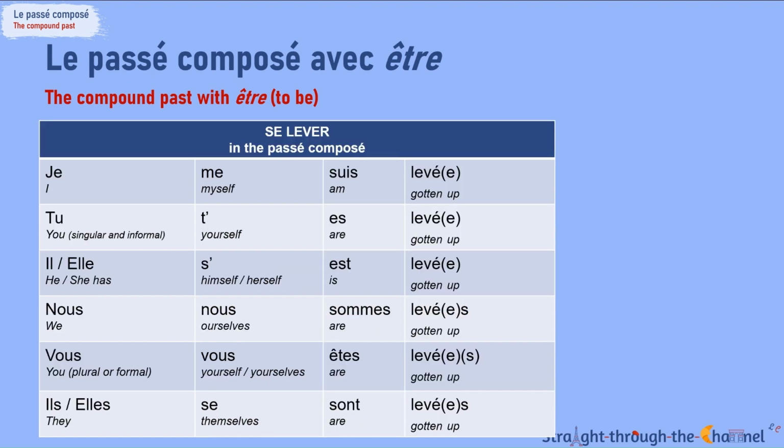So, if we wanted to use the pronominal verb se lever, to get up, in the passé composé, we will have our person, followed by our little pronoun, then the verb être in the present tense, and finally the past participle of se lever, which is an ER verb, so its ending will be a E acute accent. This will give us je me suis levé, tu t'es levé, il, elle s'est levé, nous nous sommes levés, vous vous êtes levés, ils, elles se sont levés.